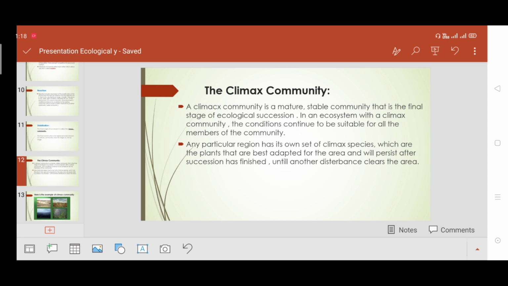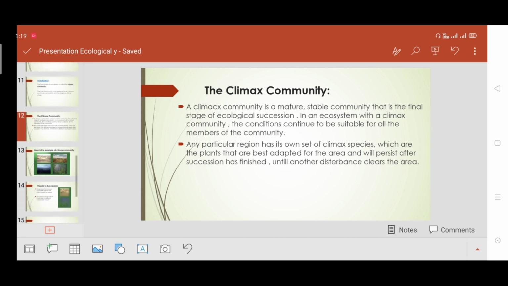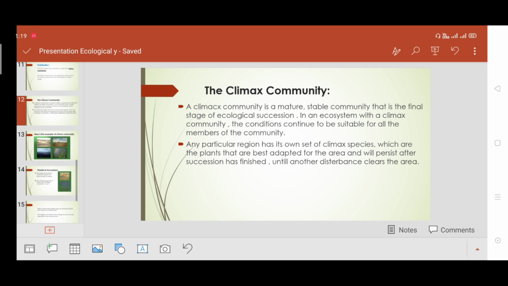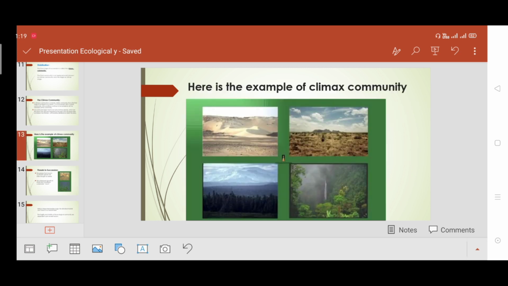Now let's see what is the climax community. A climax community is a mature, stable community that is the final stage of ecological succession. In an ecosystem with a climax community, the conditions continue to be suitable for all the members of the community. Any particular region has its own set of climax species, which are the plants that are best adapted for the area and will persist after succession has finished until another disturbance clears the area. Here are the examples of climax community.